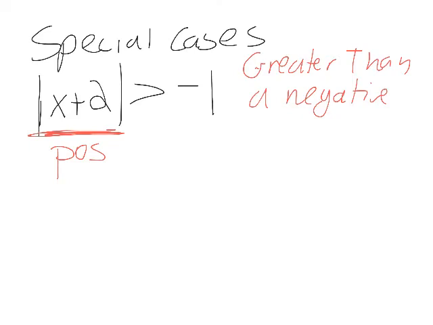You could plug any value for x in that you wanted to. And since we're doing absolute value here, that will always turn into a positive. Okay? So this is going to be all real numbers all the time.